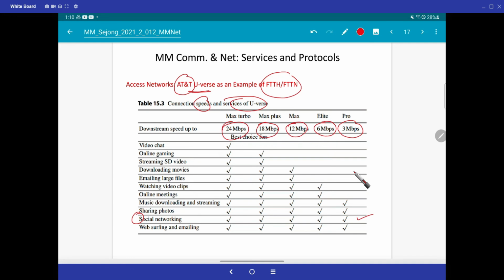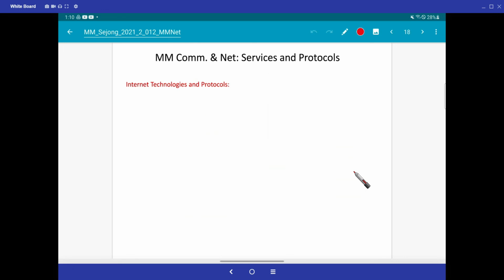So this is something that was good to discuss, and in the next part we'll be discussing internet technologies and protocols.